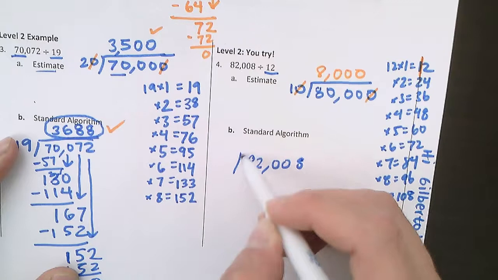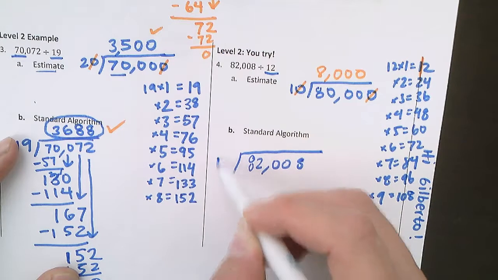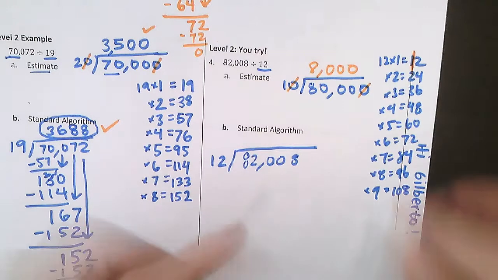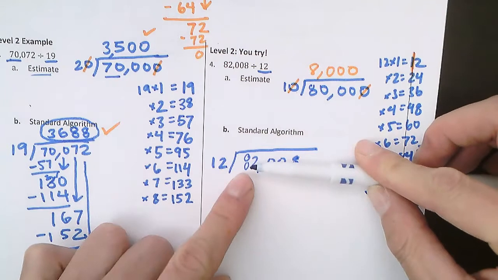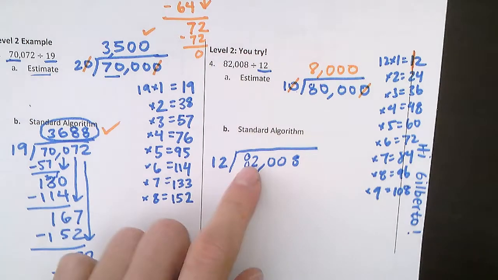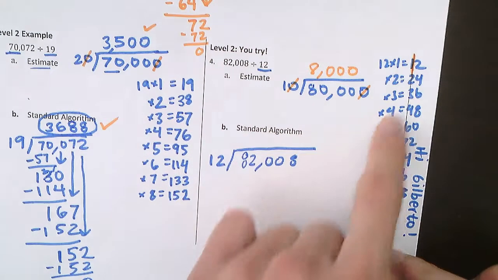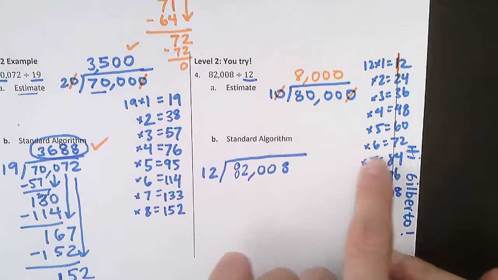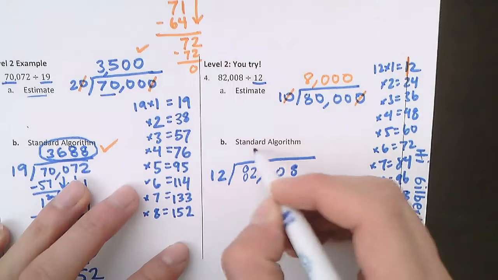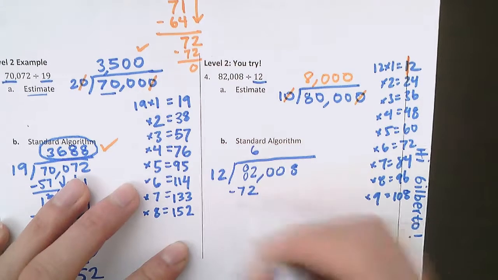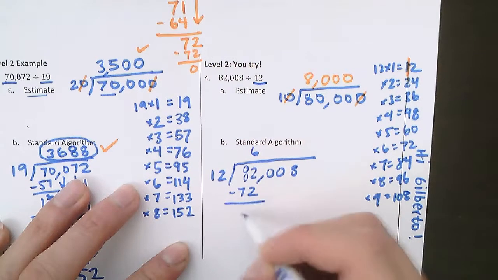82,008 divided by 12. How many times can 12 go into 8? Well, too small, so we got to go out one. How many times can 12 go into 82? Well, we can check our chart. Times 6 is 72, times 7 is 84. That's too many, so we got to go back down. 6 times 12 is 72. 82 minus 72 is 10.